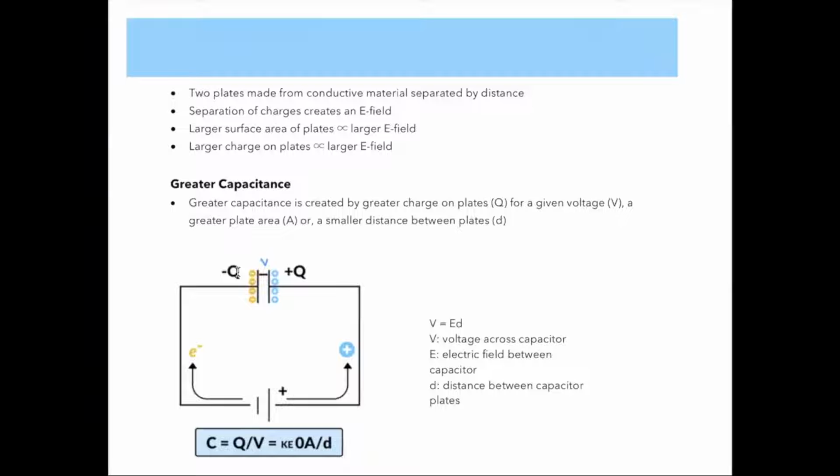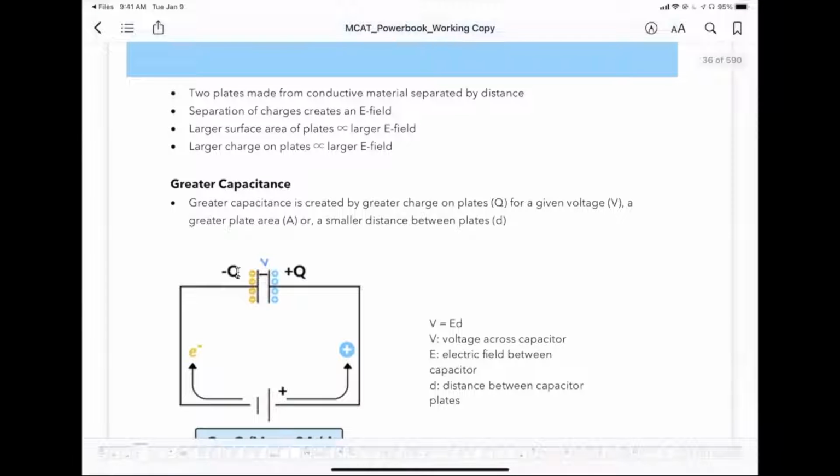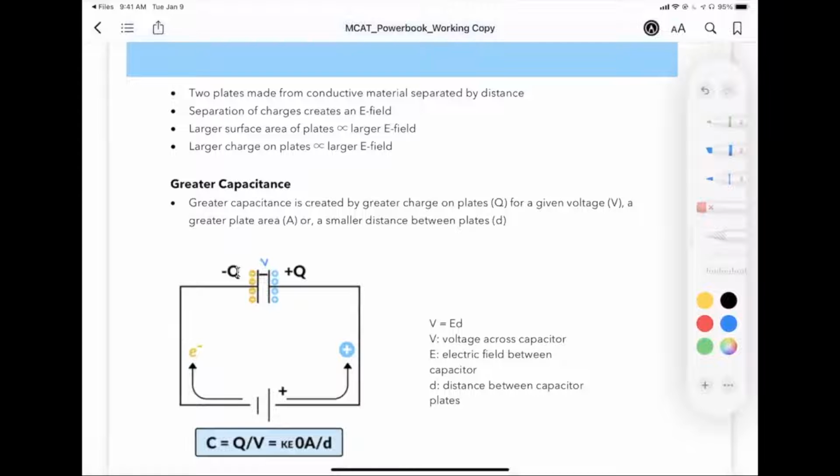So the two plates are usually made of conductive material. That's what allows charges to freely accumulate and flow towards them. The separation of charges creates an electric field, the direction of which points from positive charge to negative charge. The field lines indicate the direction that a theoretical positive charge would move in.